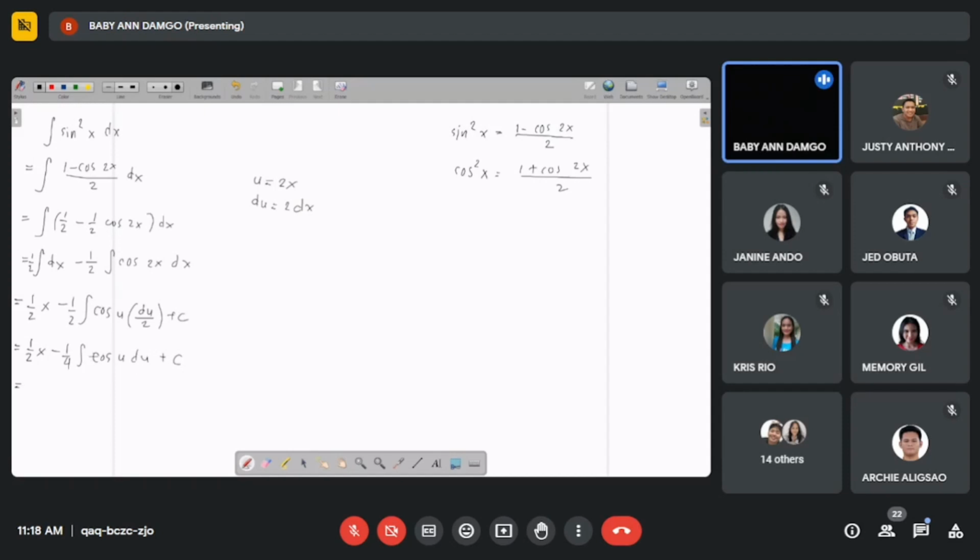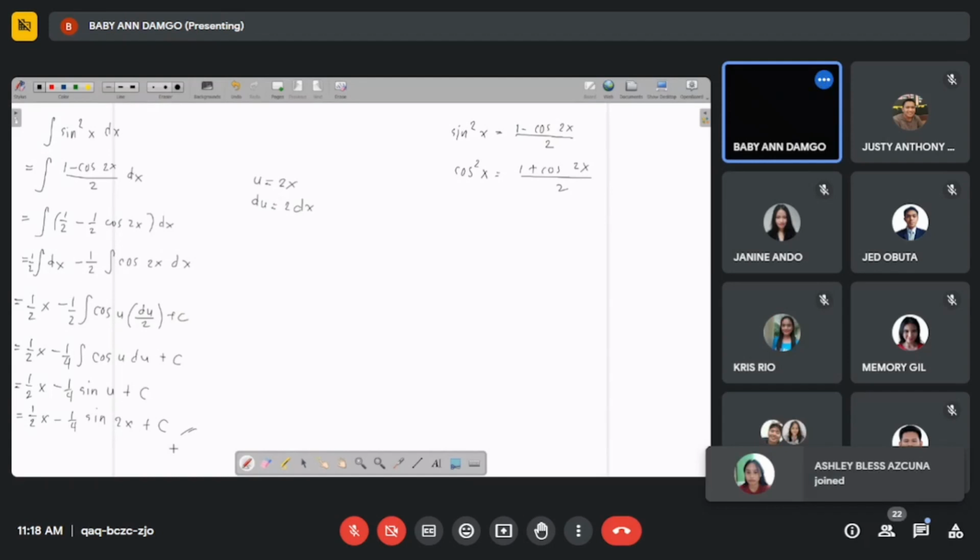Okay, so the integration of cosine u is equal to sine u. So we have 1/2 x minus 1/4 sine u plus c, and then substitute the value of our u, which is 2x. And this is the final answer. Okay, question? Okay, so please kog screenshot.